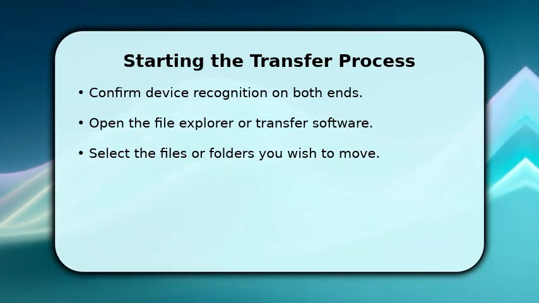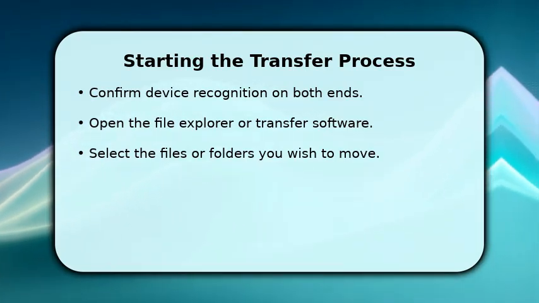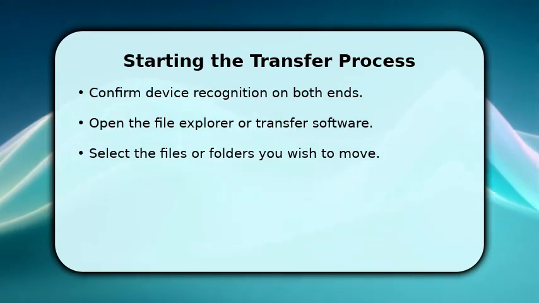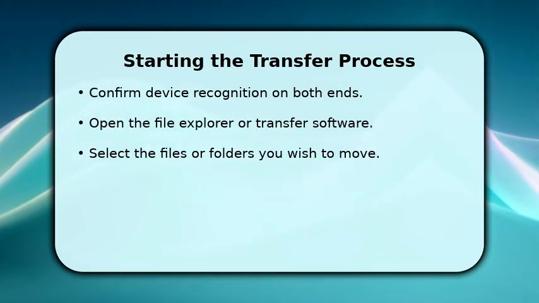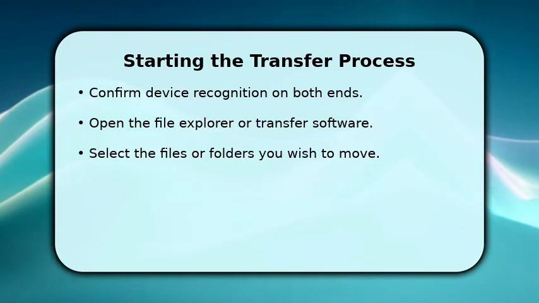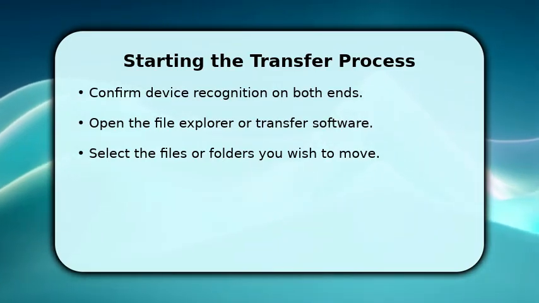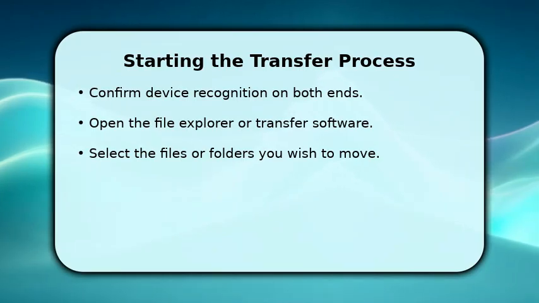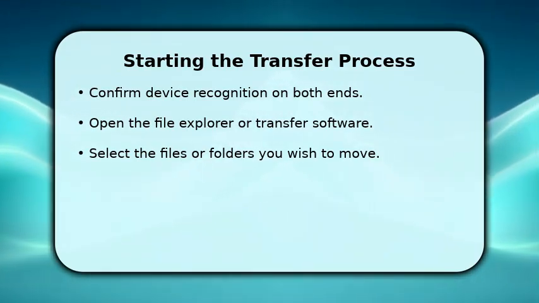Open your computer's File Explorer or any specific transfer software. Navigate to the files or folders you intend to transfer. You can select individual items or entire directories. Then, simply drag and drop them to the desired location on the other device or use the copy and paste functions. This begins the actual data movement.